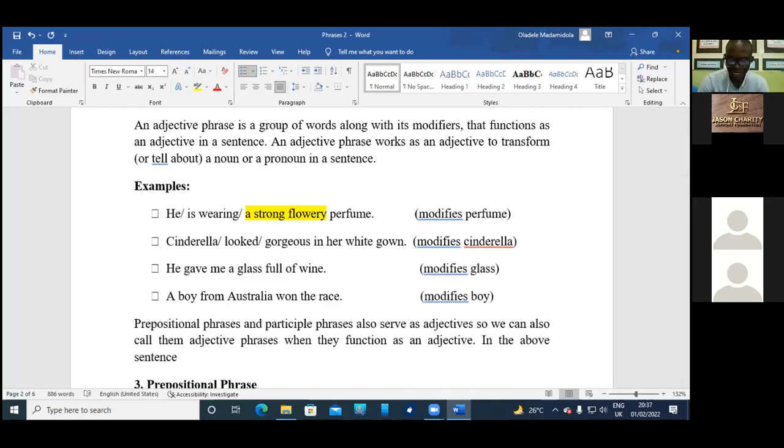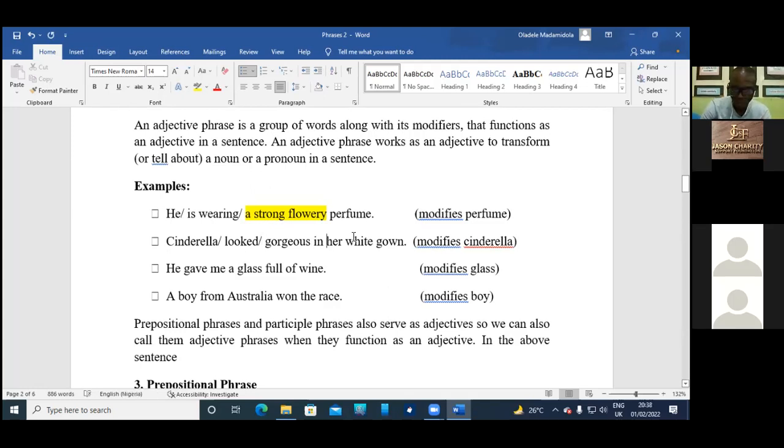Gorgeous, yes, is an adjective. Okay, but it is in the complement position, describing Cinderella. So what you need to do is pick it from what is modifying the noun. The noun here is what? Gown, right? Yes. And to identify an adjective or an adjective phrase, you'll be looking out for where a noun is modified, where you have a noun that is described.